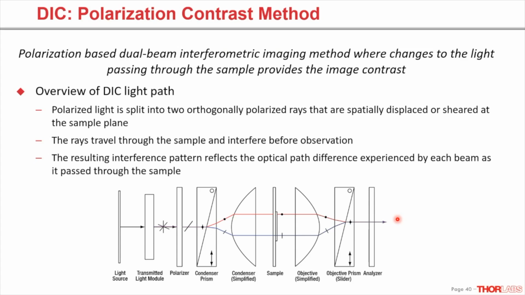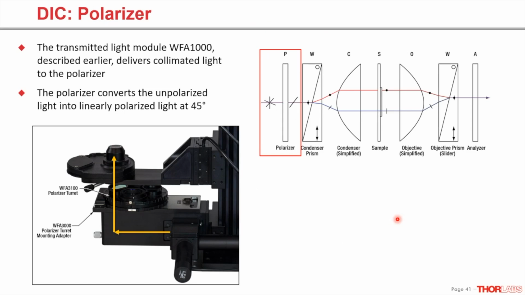So I will go step by step through each of these optical elements and describe how a DIC image is produced. The first element is a polarizer. Transmitted light from the module, the WFA 1000 that Henry described earlier, will deliver collimated light to the polarizer up here, and the polarizer will convert the unpolarized collimated light into linearly polarized light at a 45-degree angle.